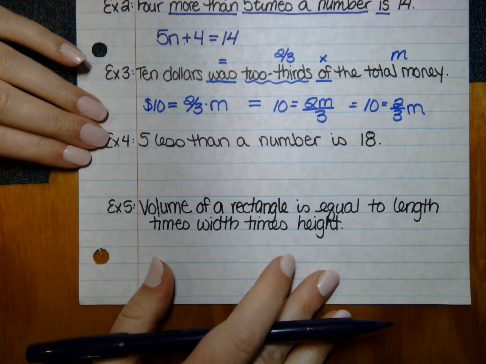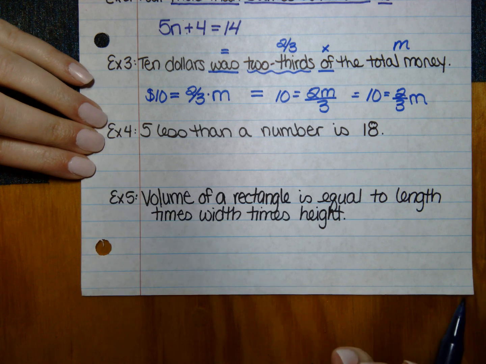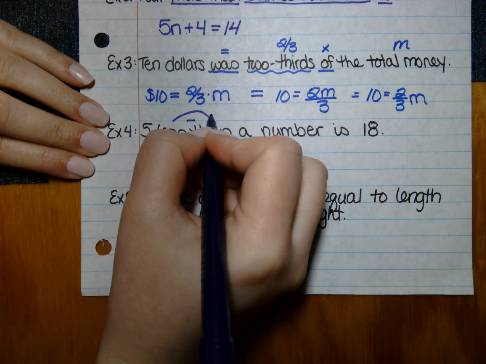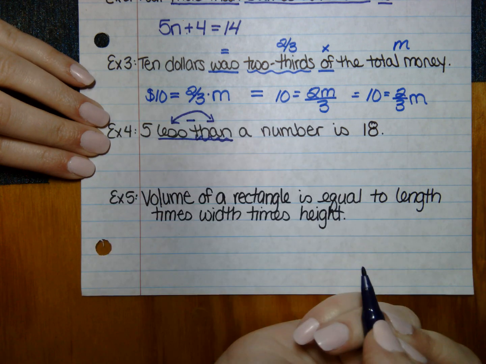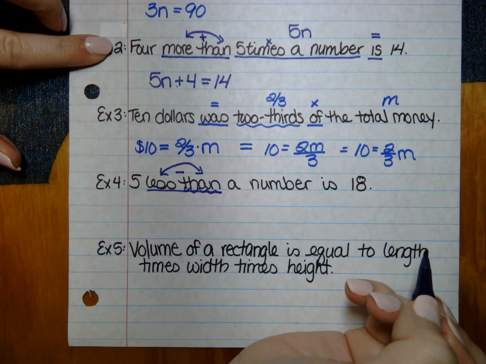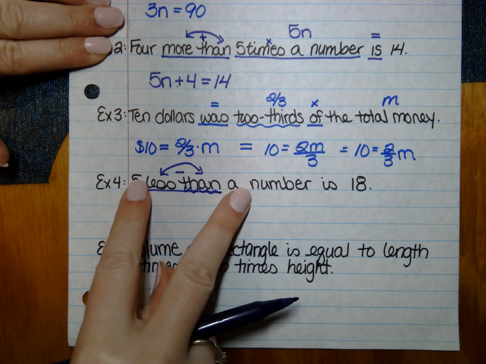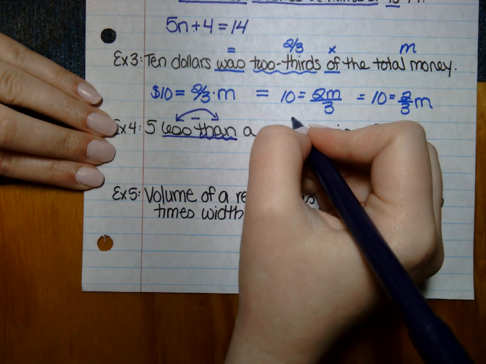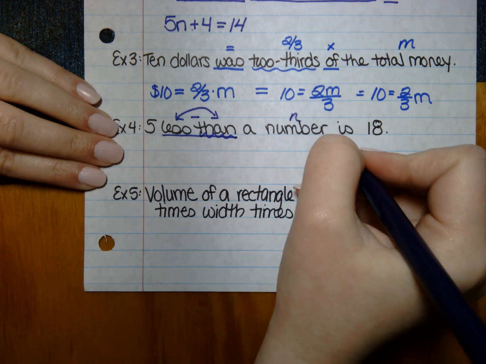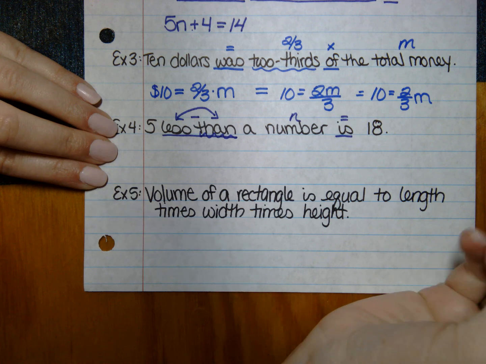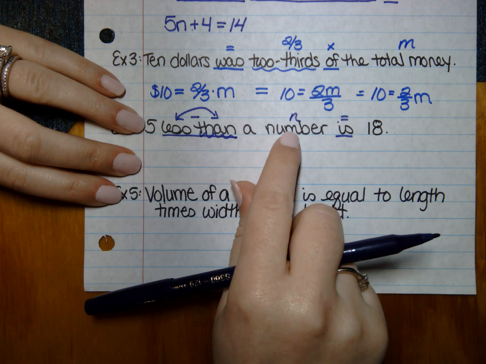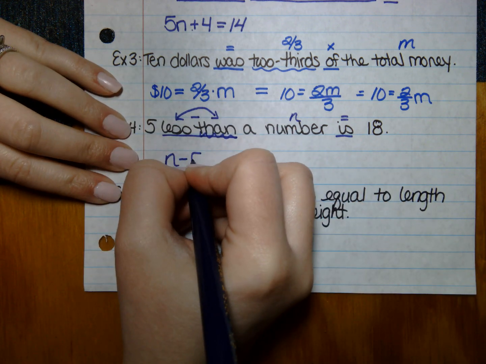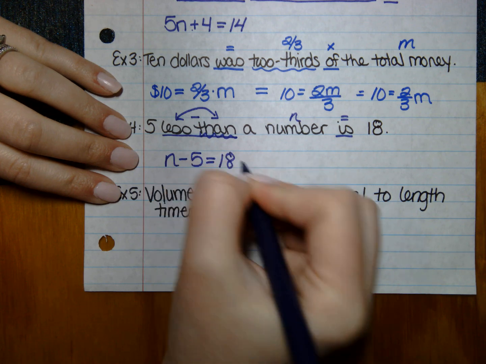Example 4, it says 5 less than a number is 18. So again, less than means to subtract, but because we have this word than, like we did up in example 2, we have to remember to flip or swap those two terms. So I have 5 less than a number. I don't know what that is, so I'm going to put an n. Is means your equal sign. So again, when I write this left to right, I need to remember to swap my a number term and the 5. So n minus 5 is going to equal 18.